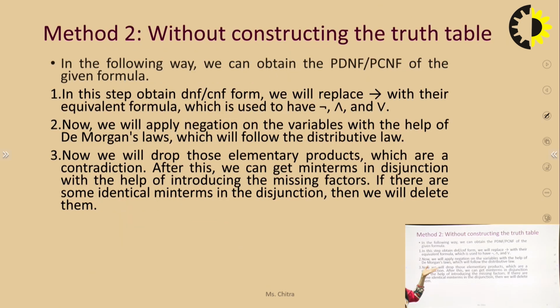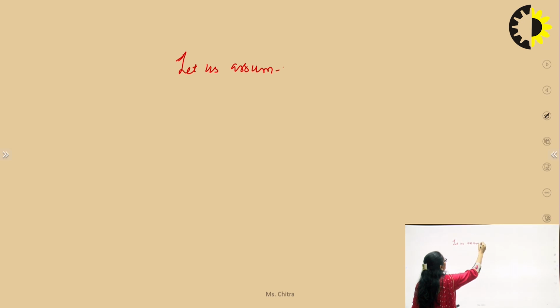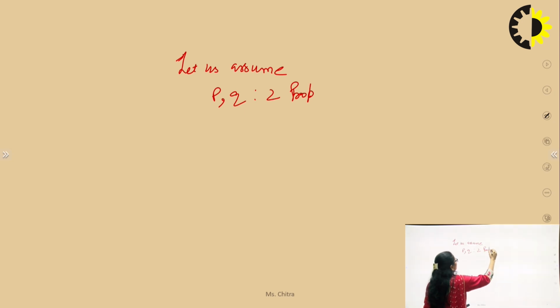Now, let's see how we will construct without truth table. How will we do it without a truth table? Without a truth table, first we need to see that we have three rules basically here. Let's proceed. See here, let us assume P and Q are the two propositional variables.